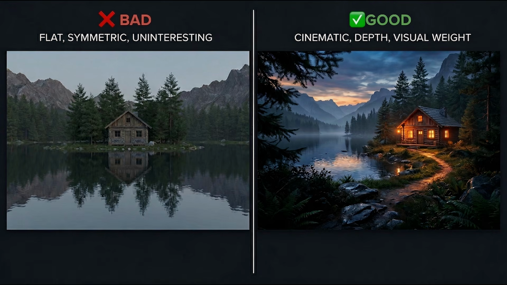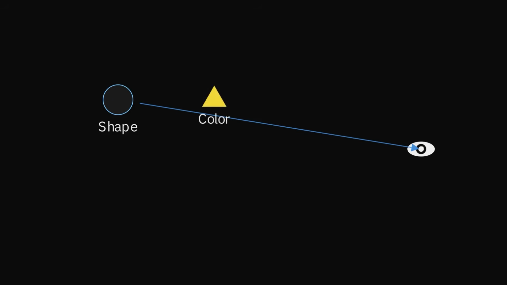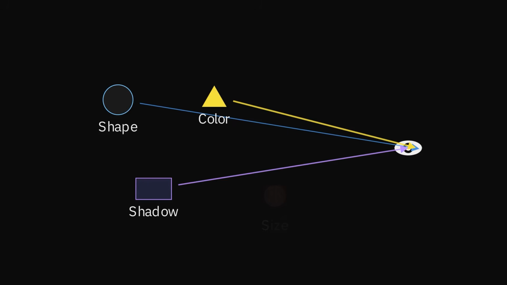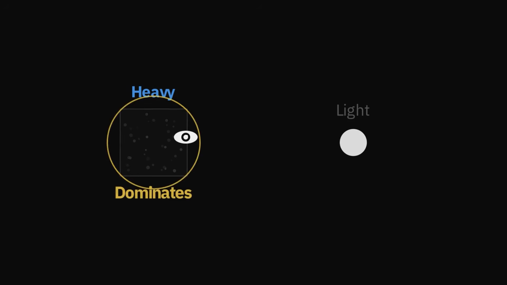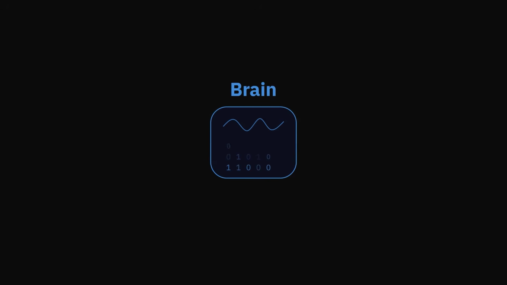It's called visual weight, and it's probably the most common reason a technically correct scene can still look amateur. Here's a simple version. Every object in your scene, every shape, every color, every shadow, pulls the viewer's eye with a certain amount of force. Heavy things attract attention, light things get ignored, and your brain is doing this calculation automatically, constantly, without asking you.